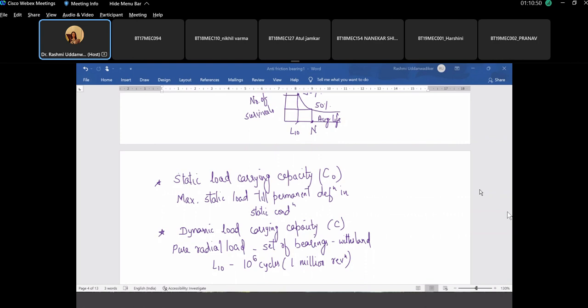So tomorrow, Thursday, and similarly next week, we'll try to solve as many problems as possible. If you come in physical mode, it would be better for your understanding. Otherwise, we continue with whatever we are doing now. Okay, so that's all for today. We'll start solving numericals tomorrow. Be ready with your design data book and calculators. You're free to ask questions if any.